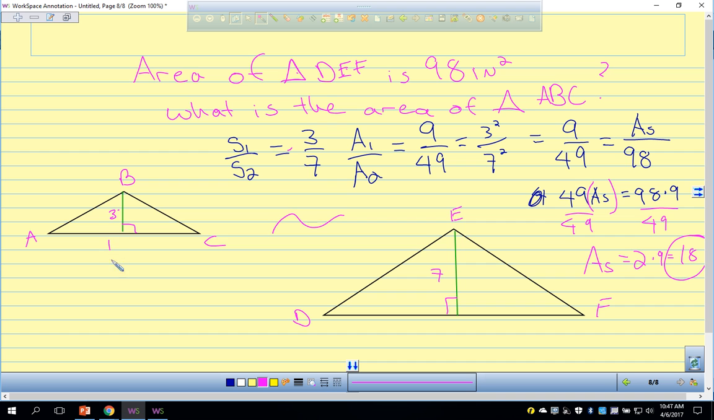What would be this base? How could I find this base? Right. 3 times b divided by 2 equals 18. So 3b equals 36, b equals 12. So that's the kind of problems you're going to see in this kind of homework.